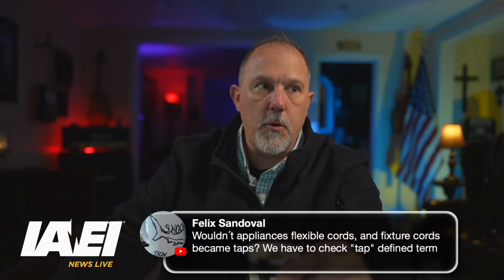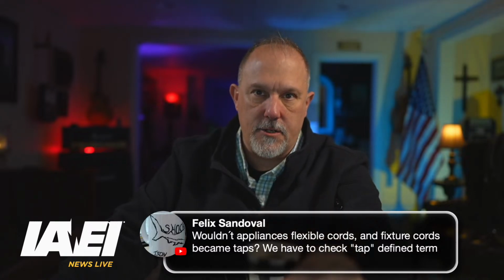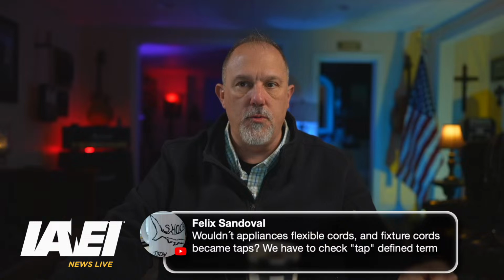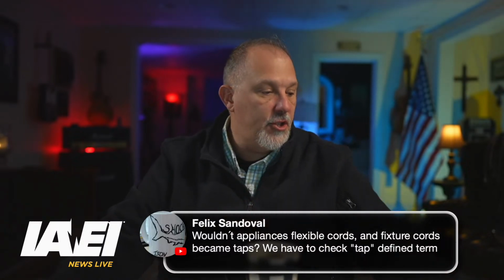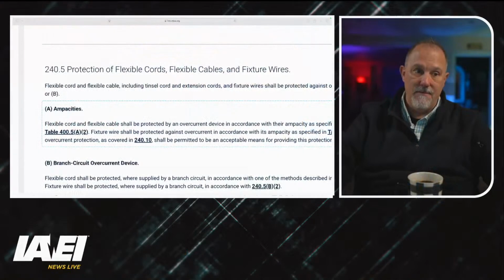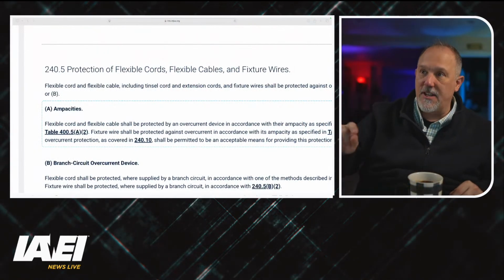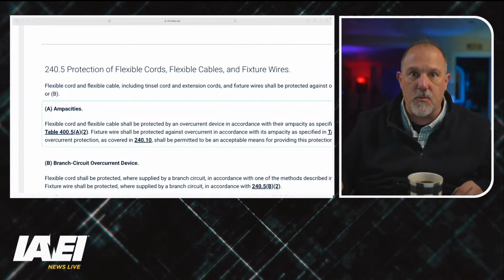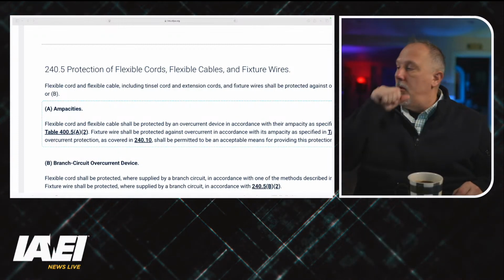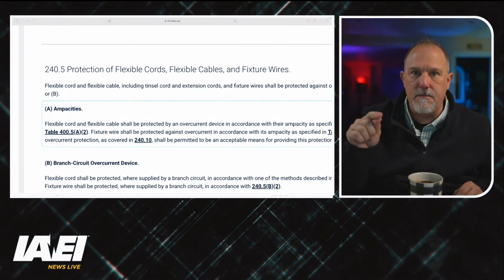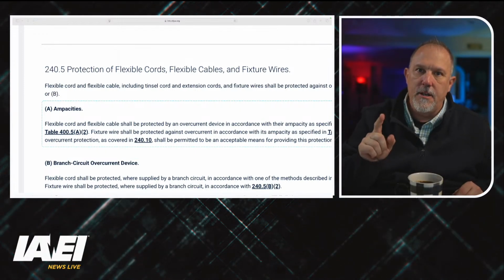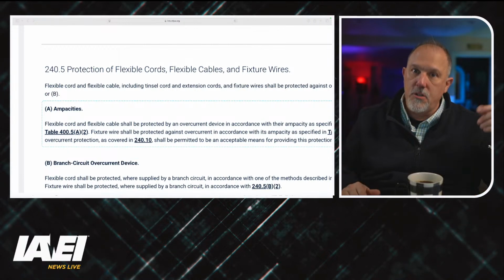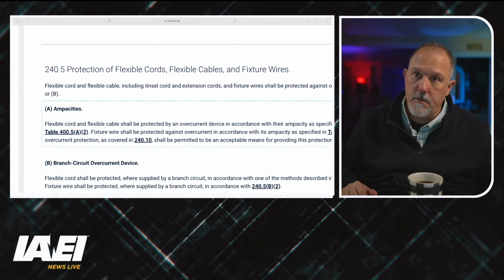I wouldn't go to 240.21 for tapped conductors and follow those rules when I have a section in 240.5 that says protection of flexible cords, flexible cables, and fixture wires. I have a specific section that addresses that application. That sort of trumps the 240.21 discussion.